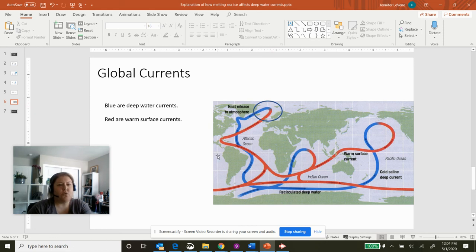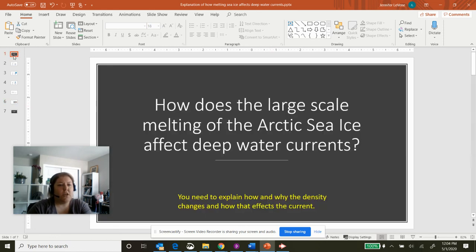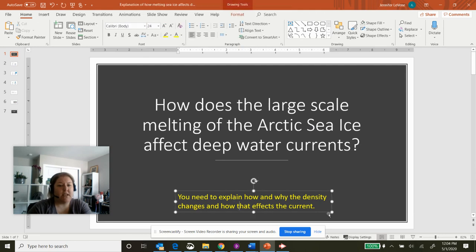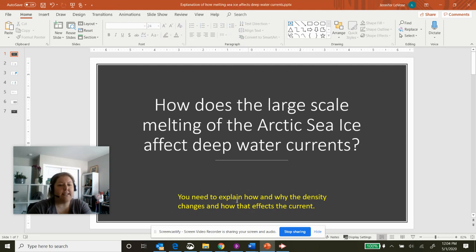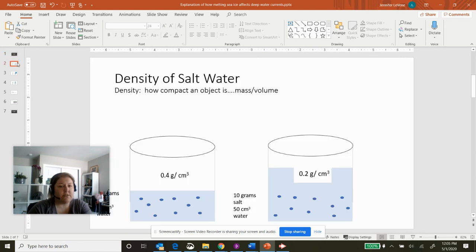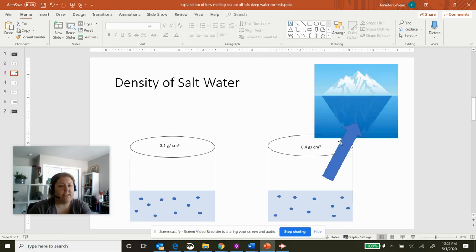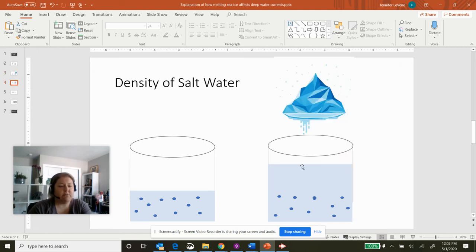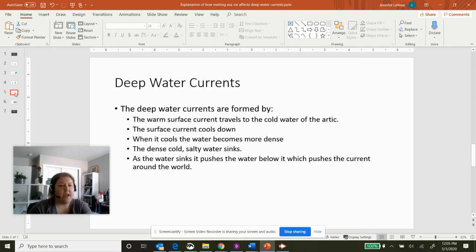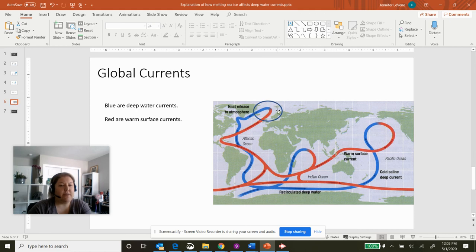So to recap, you have to be able to explain how and why the density changes and how that affects the current. So why is the density changing? Think of the Arctic and what's happening right now. The sea ice is melting. So what's happening with the sea ice melting? What's it doing to the density of the water? And then how would that affect this current?